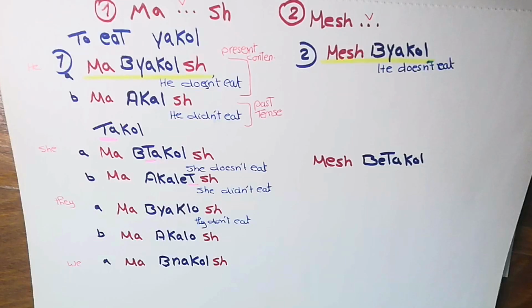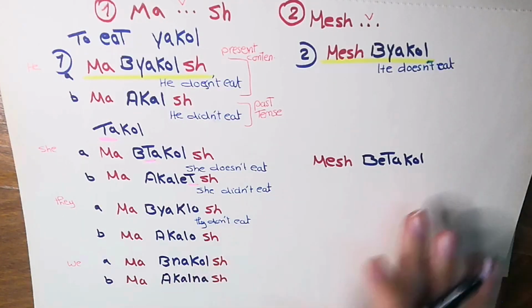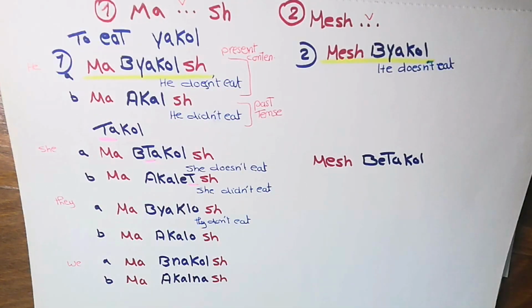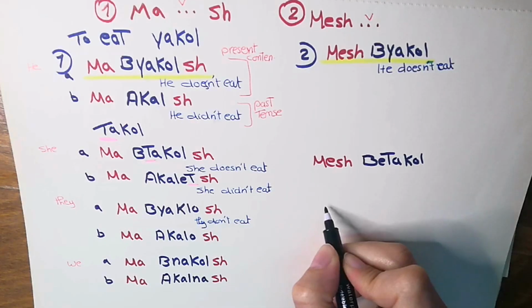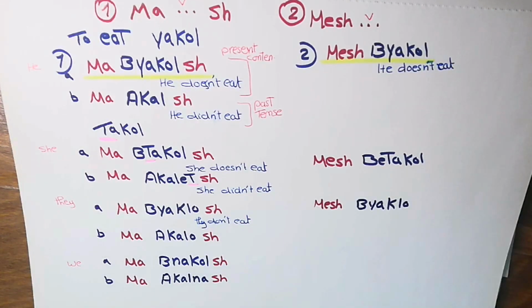And the suffix, so ما بناكلش. We don't eat. We're not eating. ما أكلنا. And the suffix, so ما أكلناش. Oh, I forgot the second form with they. مش بياكلوا. With we. مش بناكل.